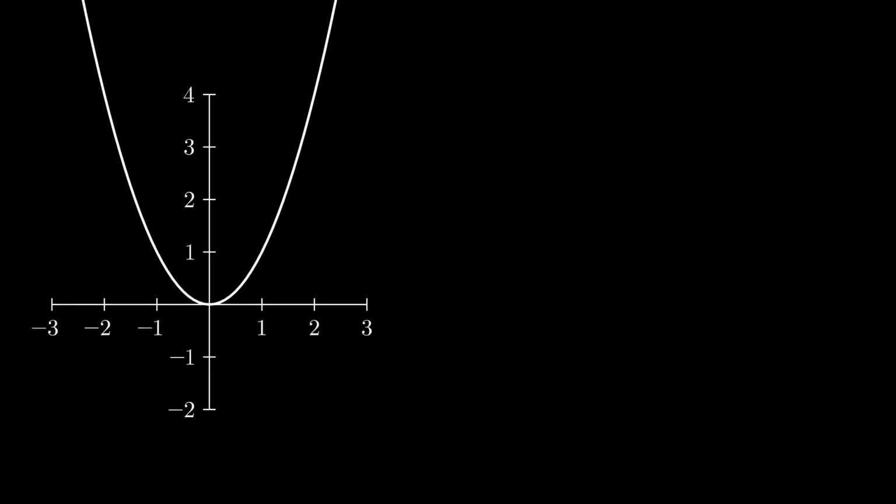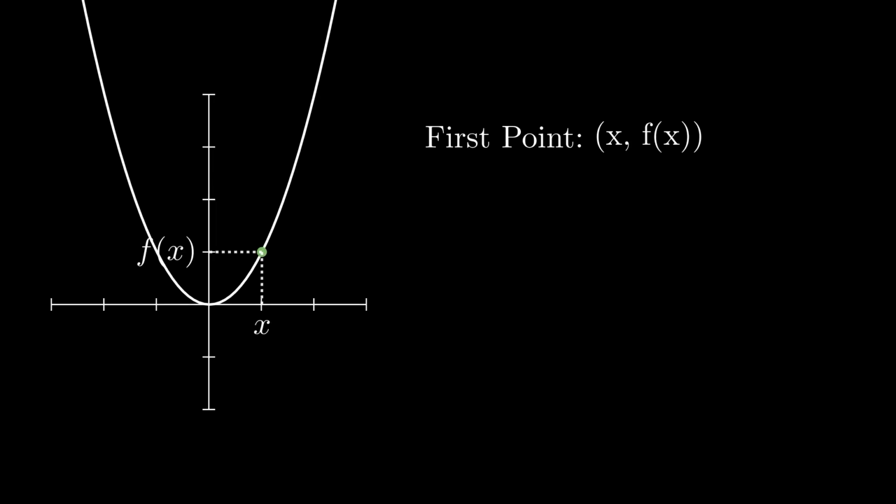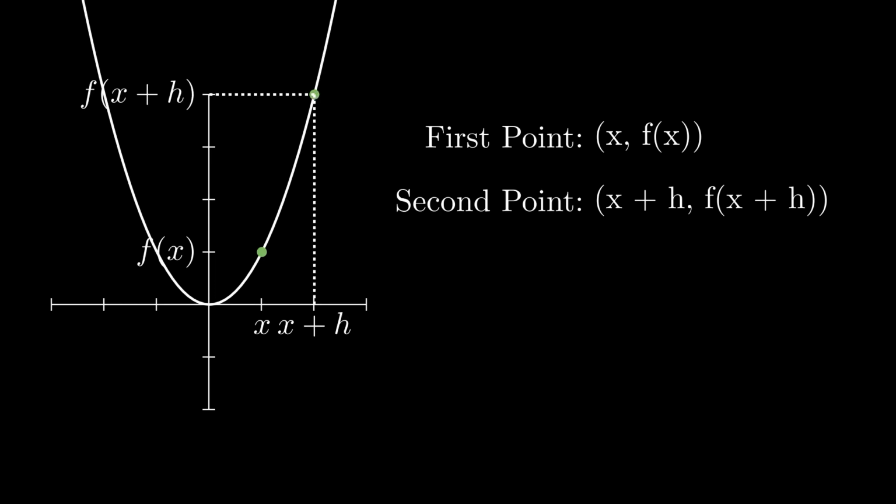The definition of a derivative is just the same process with variables. We start with the point x, f of x. And the second point would be x plus h, f of x plus h, where h represents the distance between the x value of the first point and the x value of the second point. Then we can decrease h until the distance between the 2 points gets closer and closer to 0.